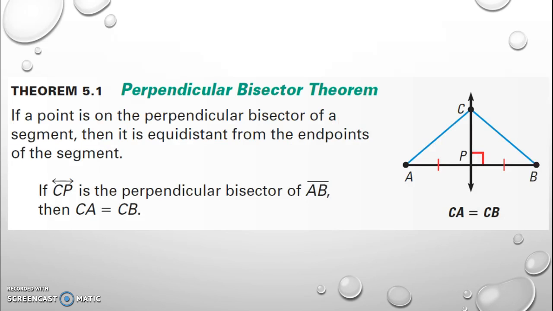So the first theorem is the perpendicular bisector theorem, which says that if a point is on the perpendicular bisector, so for instance we're given that this line CP is the perpendicular bisector, any point that I draw on here is going to be the same distance back to A as it is back to B, no matter where that point is. So no matter what point I pick, it's going to be the same distance. Again, any point.